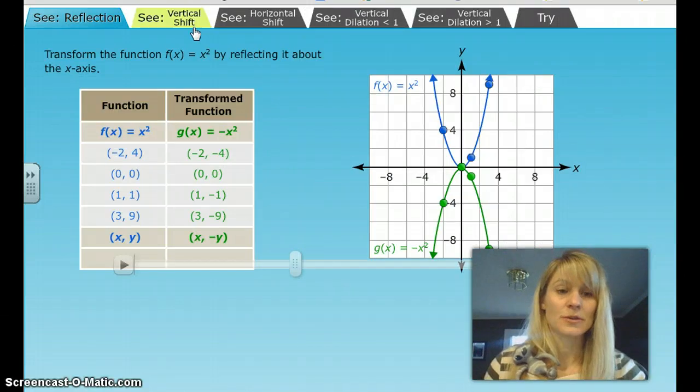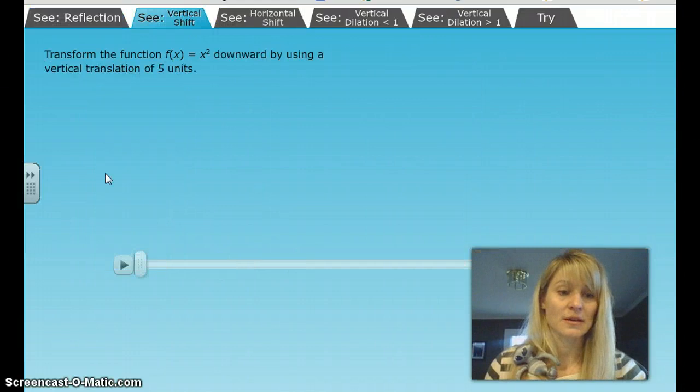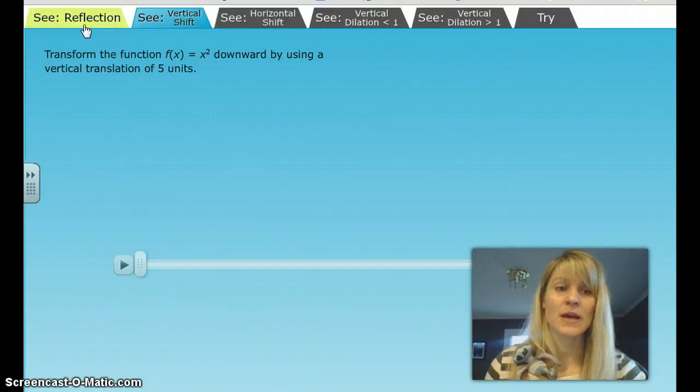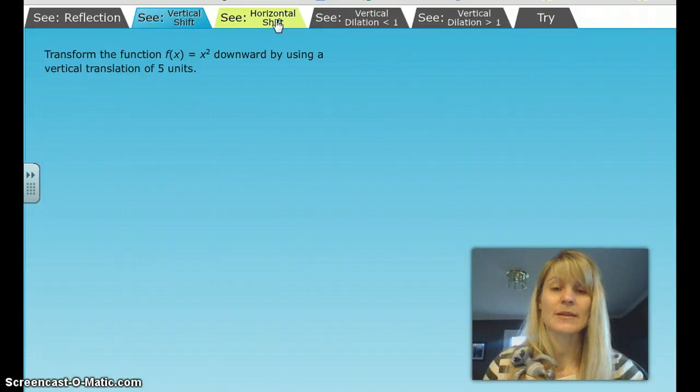Then you're going to do the vertical shift and the horizontal shift on your own. Do the same thing. Click on it, write down your equation, write down what you're doing to it, press play, write down the rule that happened. Okay, so you want to do reflection, vertical shift, and horizontal shift. Have notes on all three of those. Have examples of what happened, and then you should write out the rule of what happened.